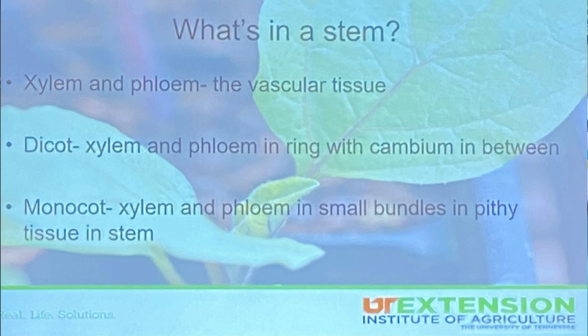What is in a stem? We've kind of already gone through a little bit of this. Xylem and phloem, the vascular tissue. Dicot is xylem, phloem, and a ring with cambium in between. Monocot is xylem and phloem in small bundles and pithy tissue in a stem.